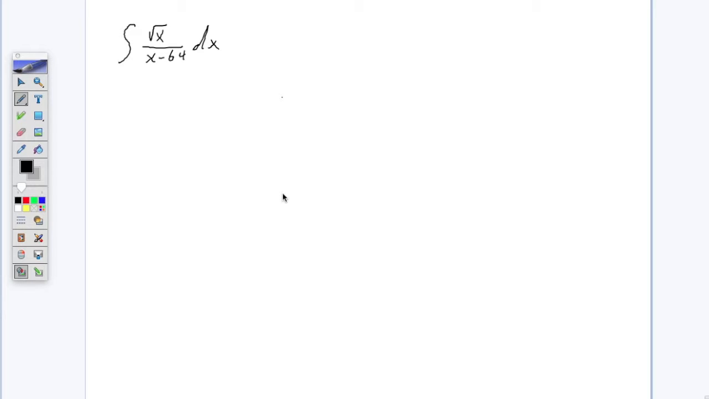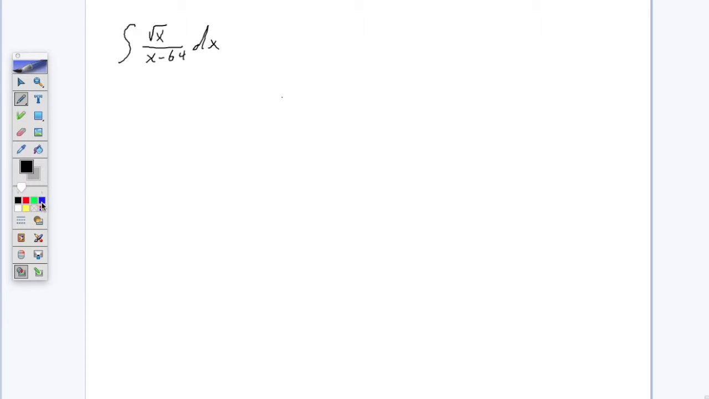Okay, we are going to work an integral problem right now. The integral of the square root of x over x minus 64 dx. As we look at this problem, think about how to approach it. We don't have any rules when you have x to the first power in the denominator and square root of x up here. I'm thinking we're going to end up using the integral of u prime over u to get a natural log.